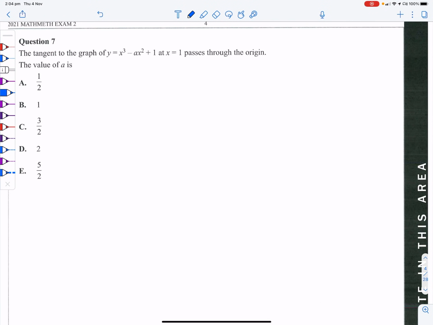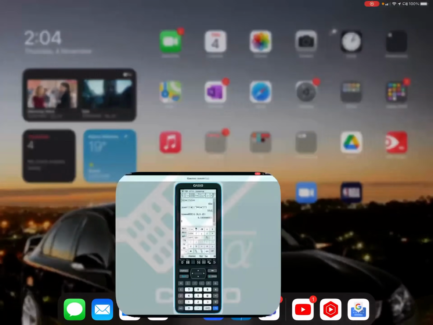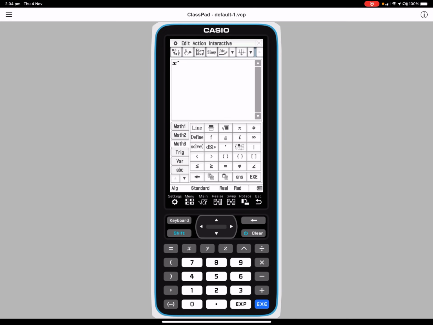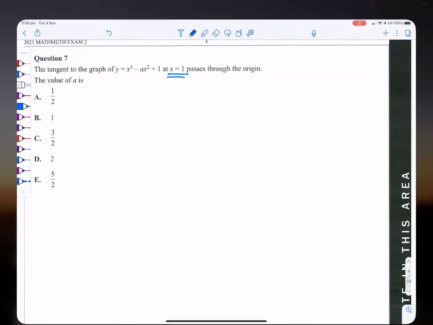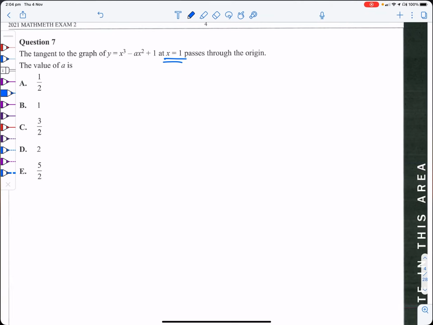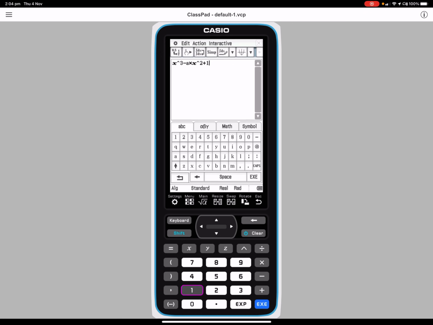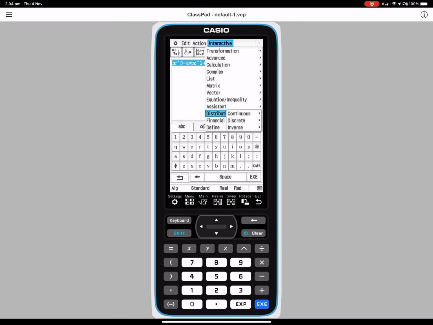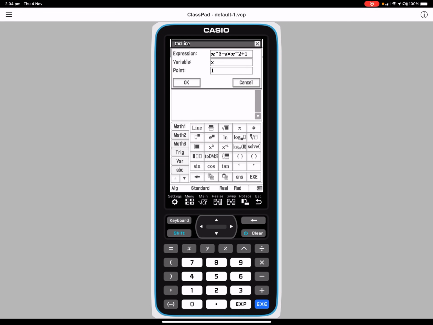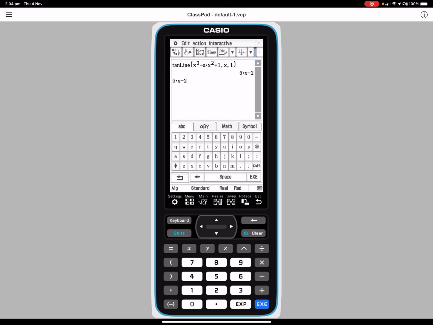Okay, the graph of the tangent that passes through the origin, the value of a is x cubed minus a x squared, a times x squared is plus 1. Find the equation of the tangent at the point x equals 1. And we know it's got to go through the origin. So it equals 0 when x equals 0. What?